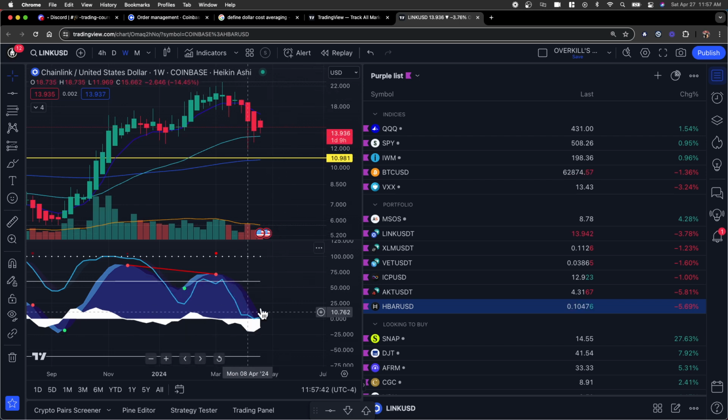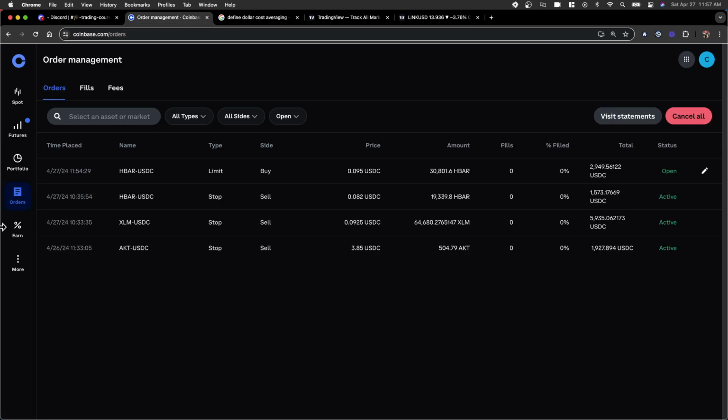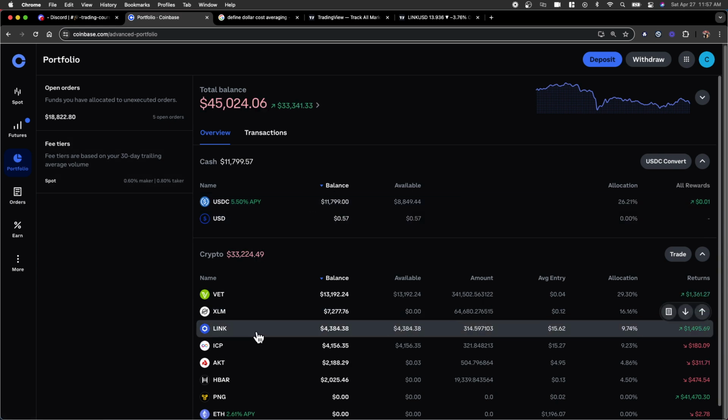Okay, but what I'm waiting on to average down on the position, because again, my position is already 10%. So my max position is 20%. Okay, my max position is 20%.